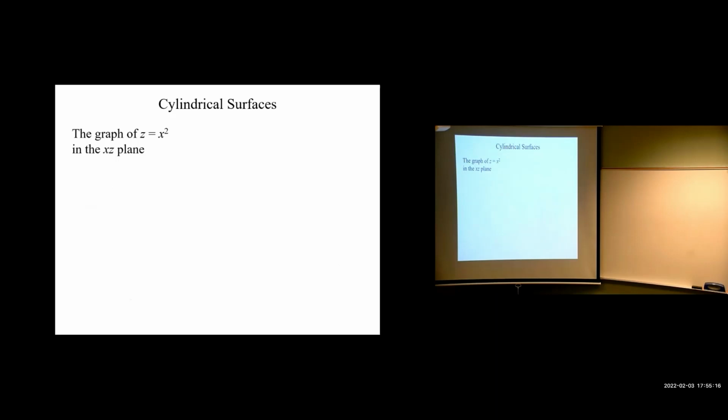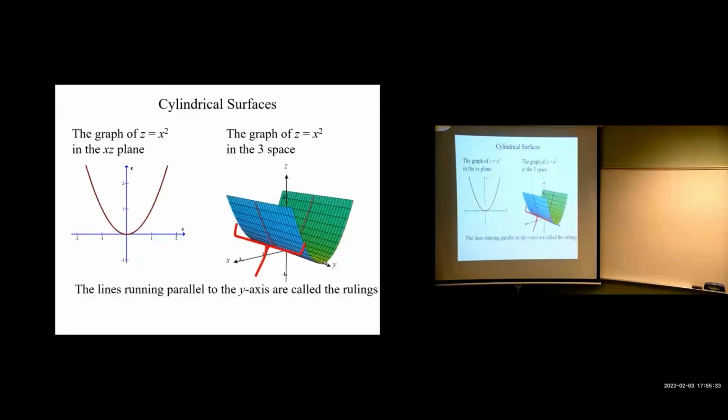Here, z equals x squared. This is another good example. Notice there's no y. So this is going to be a parabola in the xz plane. But when we add that y axis, it's going to come in and out of the board. And then those are the rulings, these parallel lines that create the surface. So that's just what those terms mean.